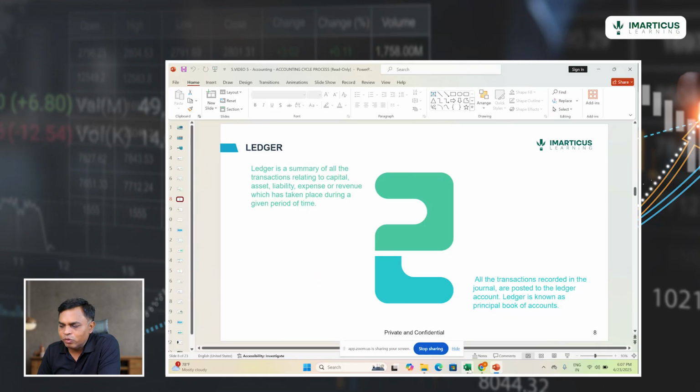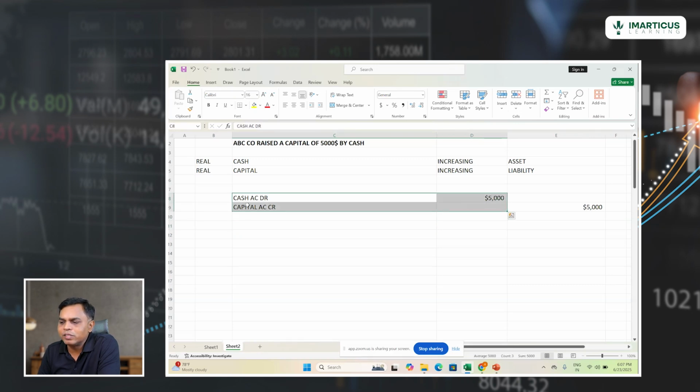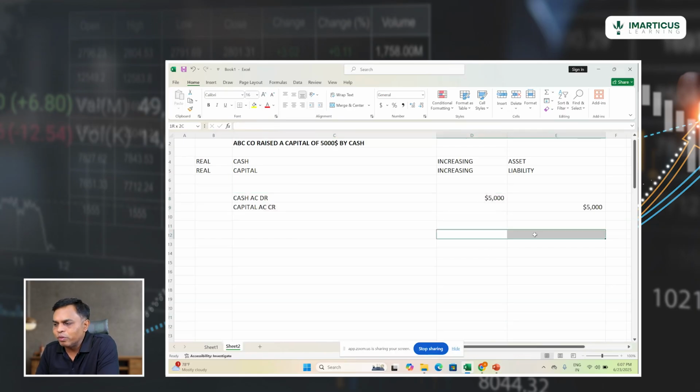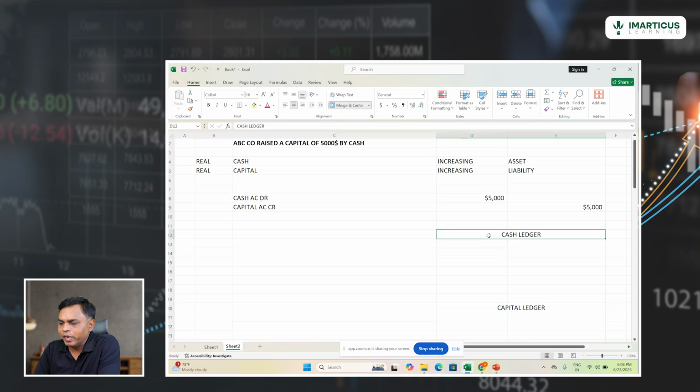Now let's continue with that example and understand how the ledgers are created. When you look at this journal entry, there are two accounts involved here. One is a cash account, the other one is a capital account. So let's create two ledgers. The first ledger is a cash ledger and the other ledger is a capital ledger, because there are two accounts involved in the journal entry. So you need to prepare two ledgers here.